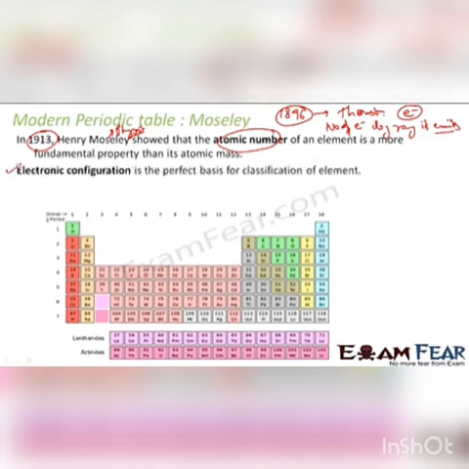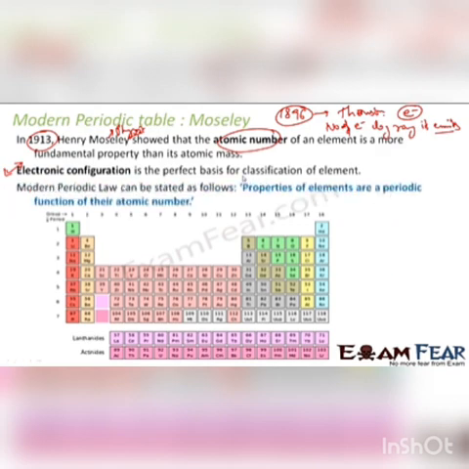Also, electronic configuration is a perfect basis for classification of elements. This is also used because all the elements in a particular period will have similar electronic configuration. We'll explain more when we go through the details of this periodic table, but just understand that the electronic configuration of a particular element is the perfect basis for classification of the element. Periodic law can be stated as: properties of elements are a periodic function of their atomic number.